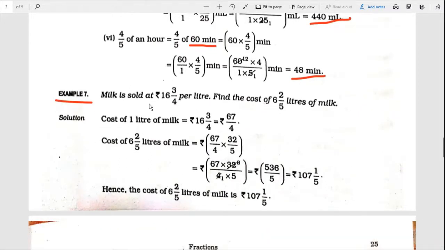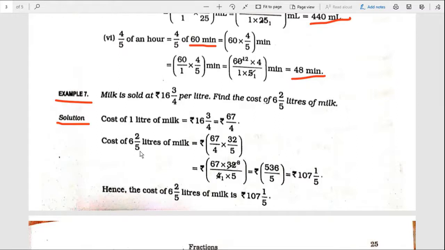Milk is sold at rupees 16 whole 3 by 4 per liter. Find the cost of 6 whole 2 by 5 liters of milk. Solution. Cost of 1 liter of milk is equal to rupees 16 whole 3 by 4. So 16 whole 3 by 4 will change into the improper fraction 67 by 4.